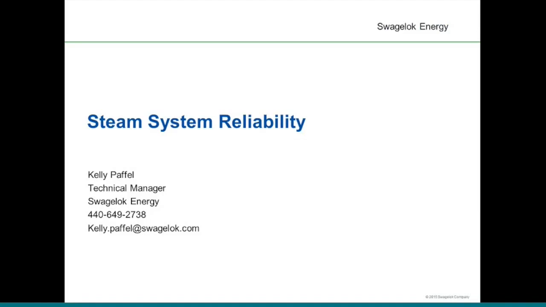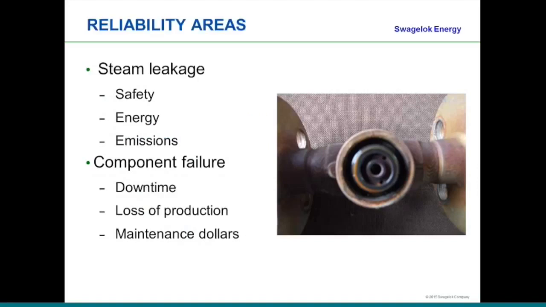Today, I would like to present a presentation on steam system reliability. The reliability areas I'm going to be talking about are number one, steam leakage, and two, component failure. Steam leakage: in the area of safety, energy, emissions. When we talk about leakage, people always think, oh, it's energy, but it's more of a safety item. The other thing I want to talk about today is component failure, downtime, loss of production, maintenance hours.